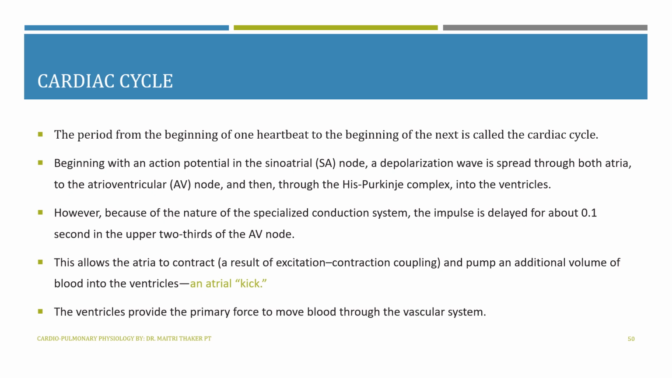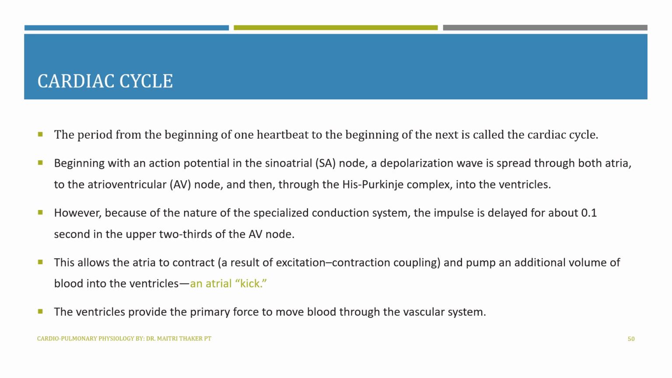First of all is our cardiac cycle. The period from beginning of one heartbeat to beginning of next is known as cardiac cycle. Okay, simple. Beginning with an action potential in the SA node, that is sinoatrial node, a depolarization wave spreads through both the atria to the atrioventricular node. So the action potential generated in the SA node will travel to the AV node. Then through the His and Purkinje complex, it will get conducted to the ventricles.